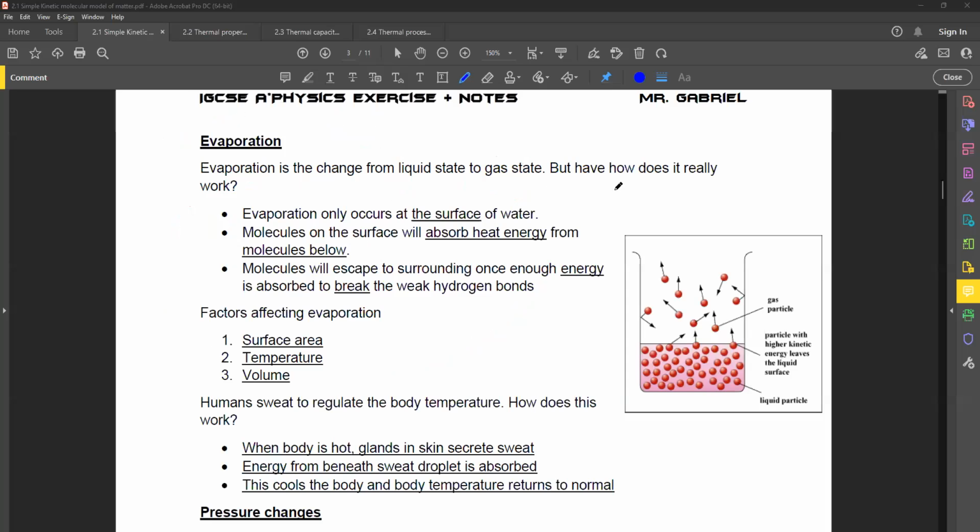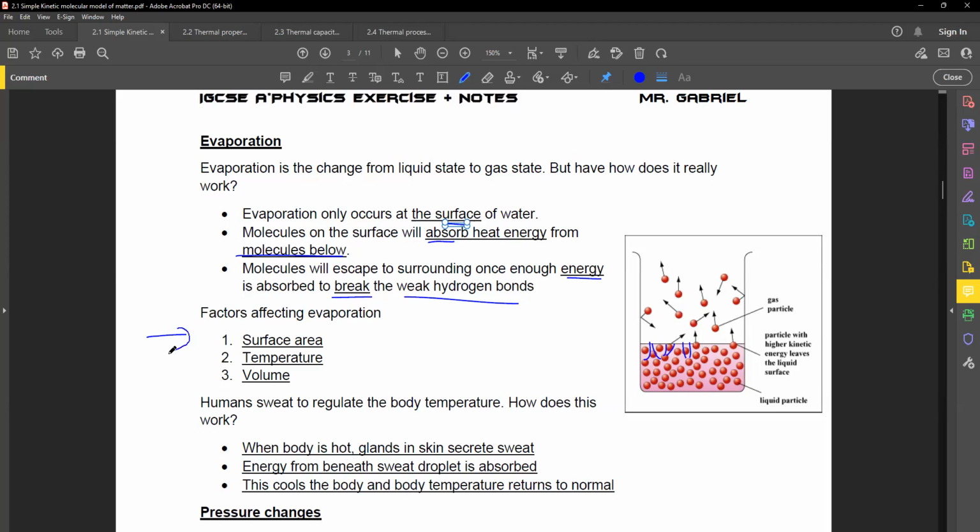So if you look at your notes yet again, this is essentially just a more structured way of what I've mentioned now, right? Evaporation only occurs on the surface. The molecules on the surface will absorb heat energy from the molecules below it. Molecules will escape to the surrounding once enough energy is absorbed to break the weak hydrogen bonds, which is essentially the forces of attraction between each and every one of them.